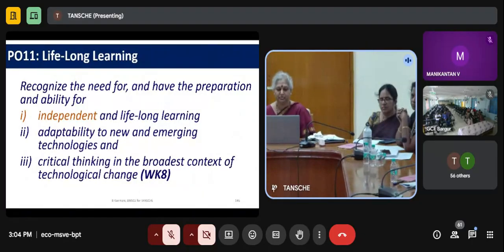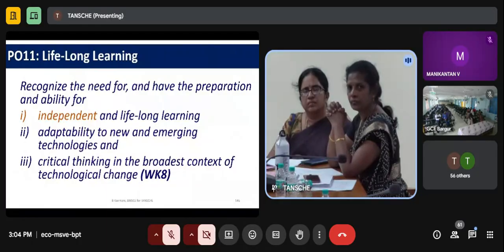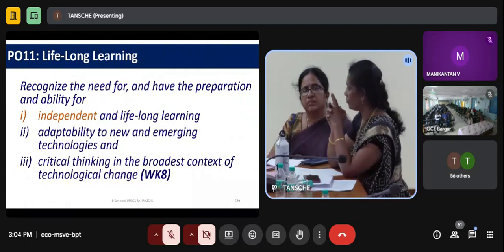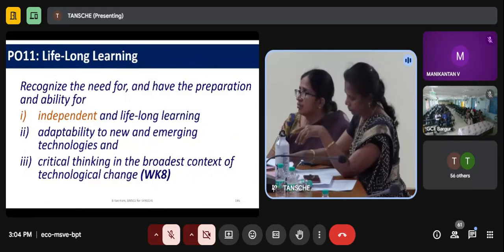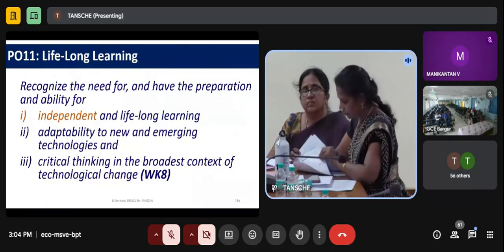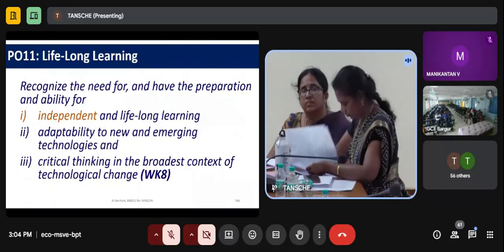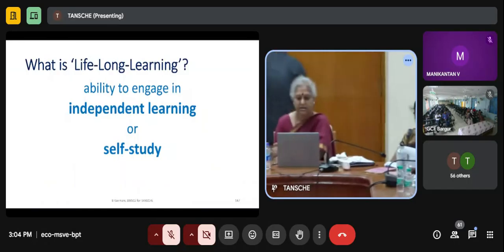The last one, the PO11: recognize the need for and have the preparation and ability for independent learning. So whenever a student reads anything beyond, that is going to be lifelong learning. And again, there's emphasis on WK8. So WK8 is a research skill. So here we are looking at research. Whatever example we had given earlier, the same thing will also come here.